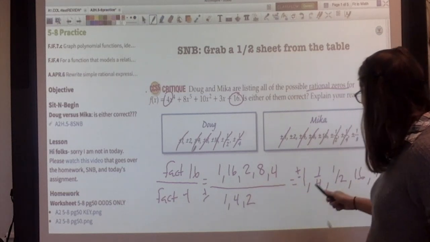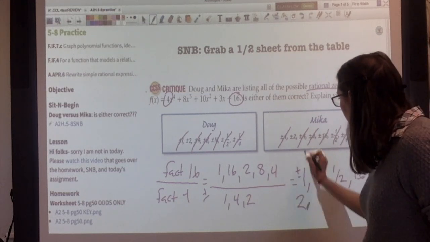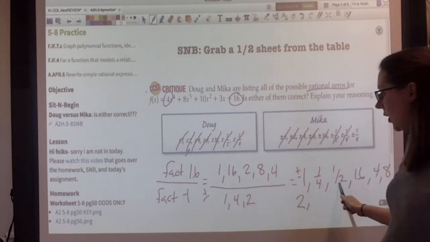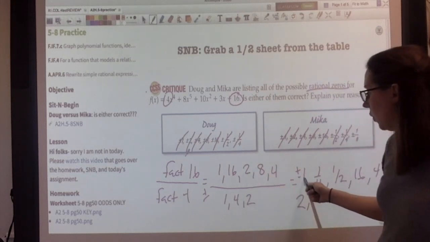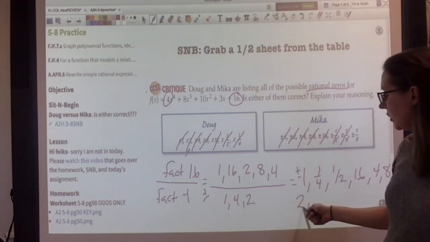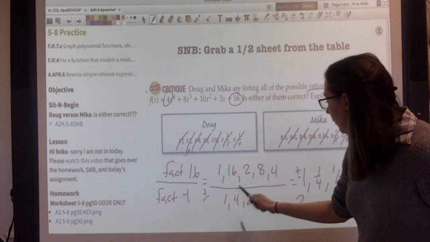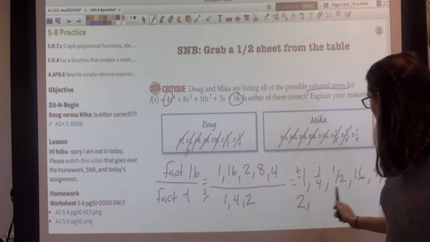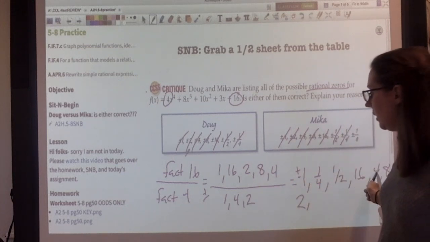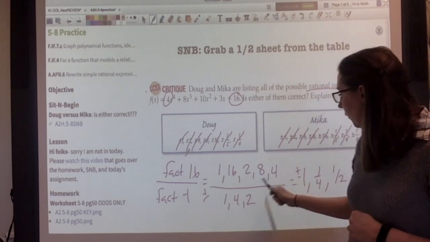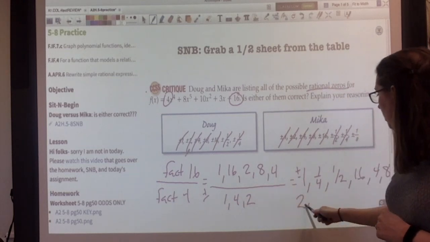2 over 1 is 2. It's not included in the first list, and it happens to be here and here. 2 over 4 is 1/2, we already have that listed. And 2 over 2 is 1. So I don't need to add anything but this 2. 8 over 1 is 8, right there. 8 over 4 is 2, and 8 over 2 is 4. All of those are included. Next, we have 4 over 1, 4, right there. 4 over 4, which is 1, and 4 over 2, which is 2.